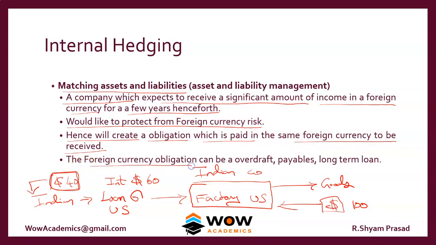The foreign currency obligation can be an overdraft, payable, or long-term loan. So that's what happens here. This is the US factory that we have spoken about, and this is the US loan. So this point refers to the US factory, the dollars that we are going to expect over a future period, and this is the obligation which he takes in the foreign country. So that's about matching assets and liabilities. It can also be called asset liability management in forex.